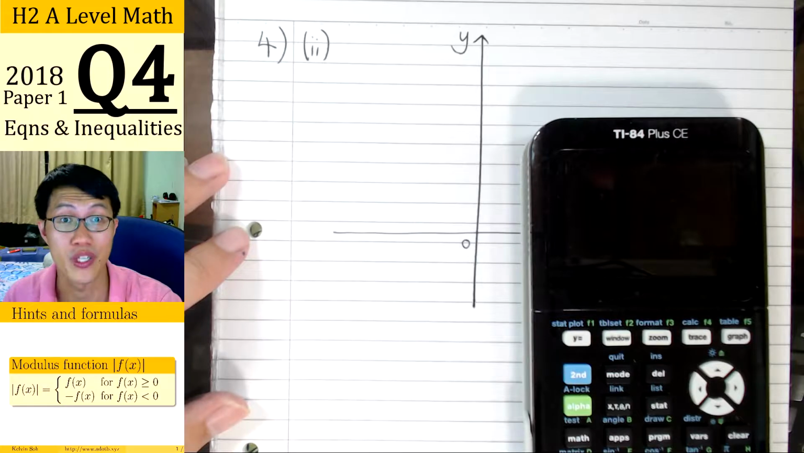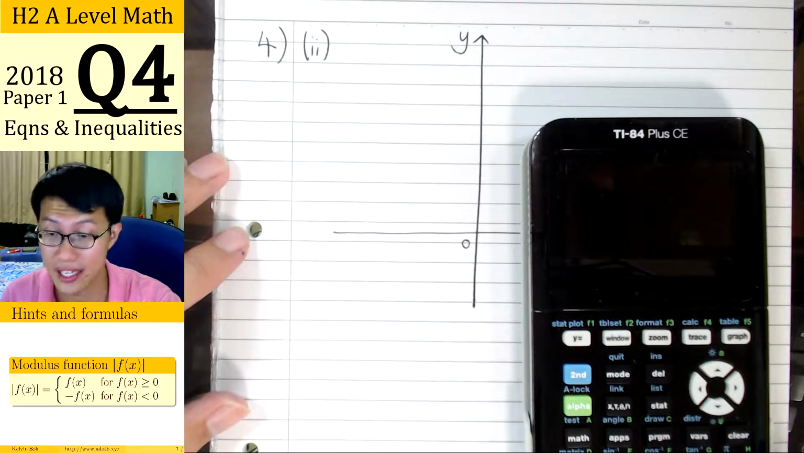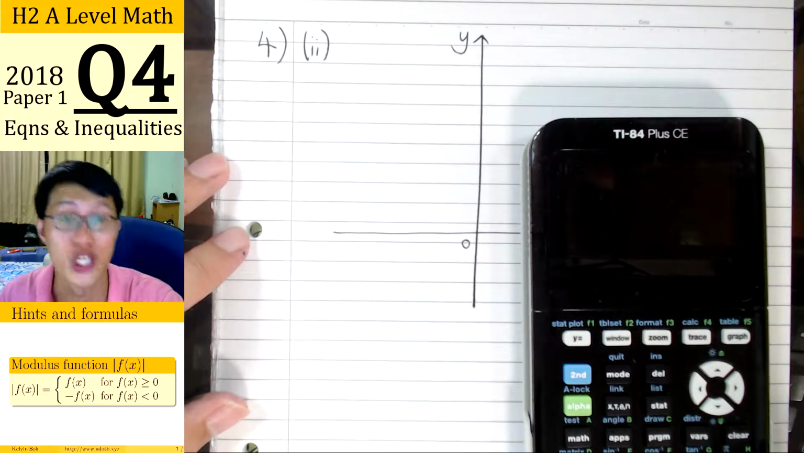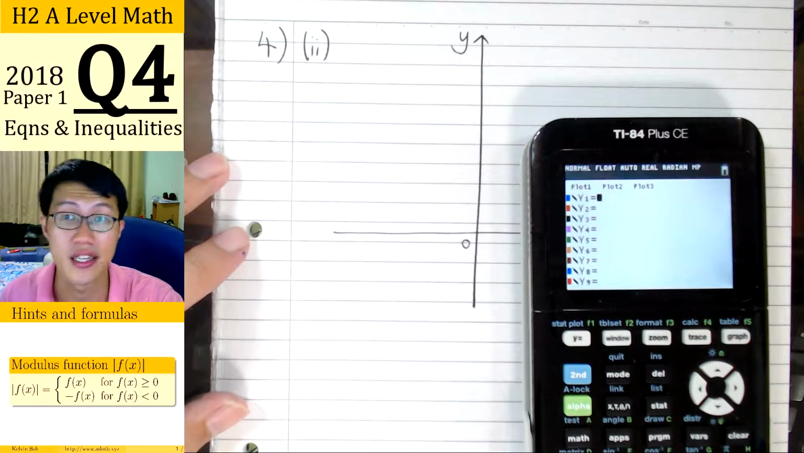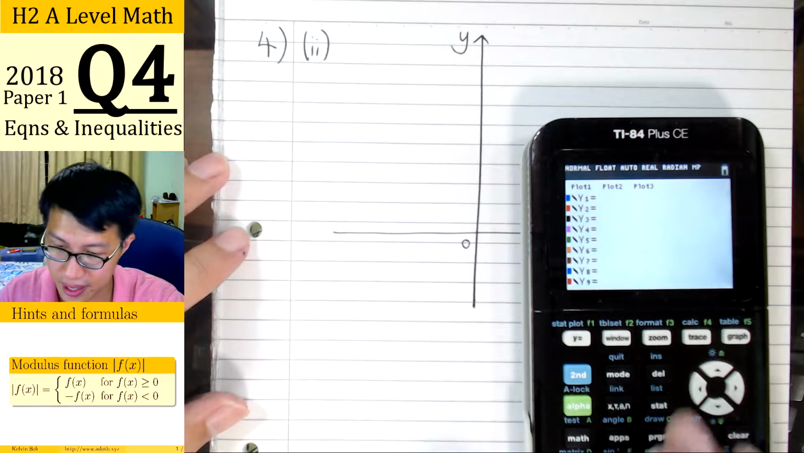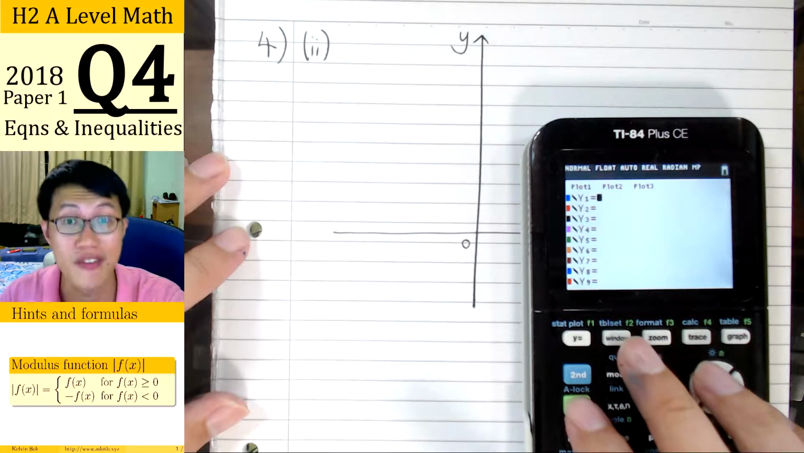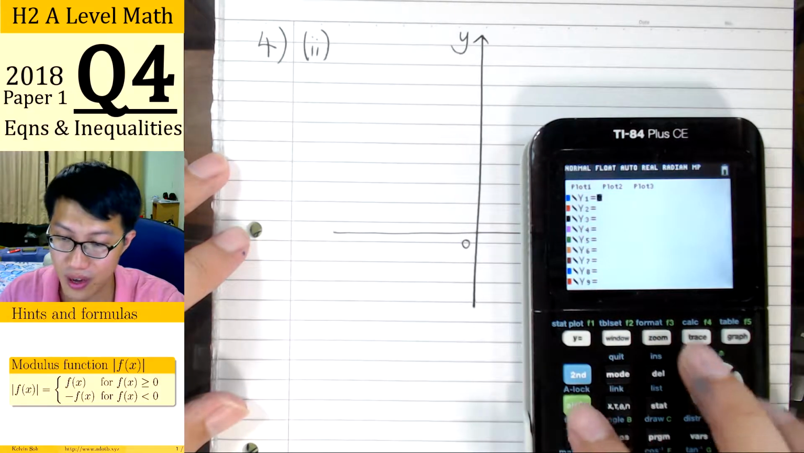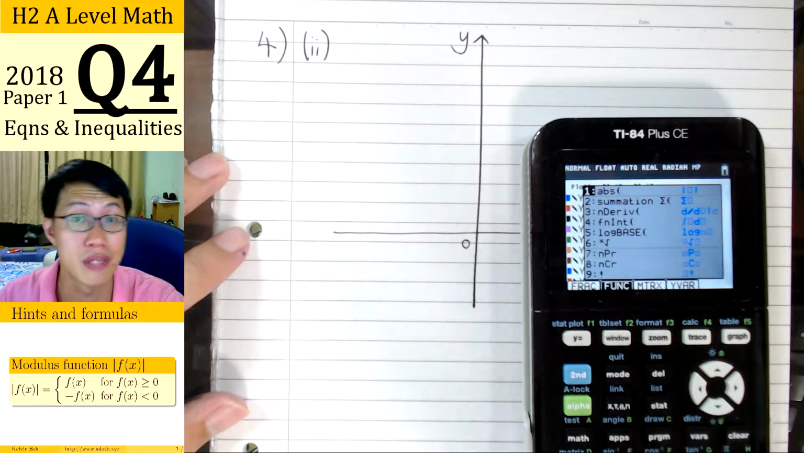For the second half of question 4, we are asked to sketch graphs. So let us use our GC to help us visualize this. Okay, so let's key in the two equations we have. So we go to our graph screen, and then we want to key the modulus function, so that it's hidden under alpha f2, so the absolute value function.